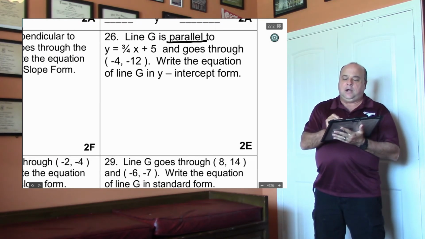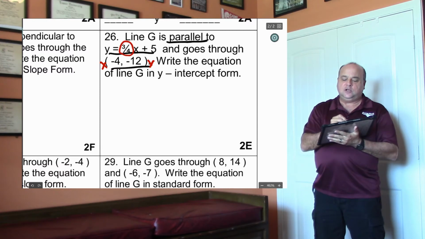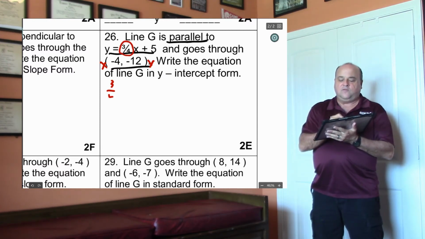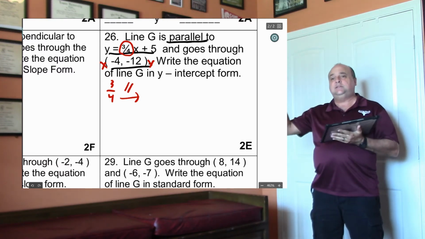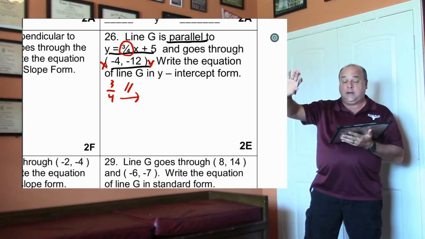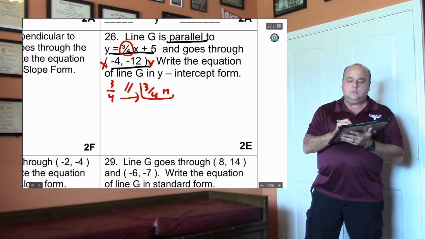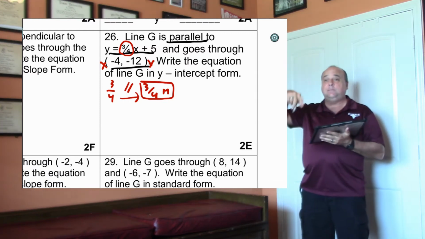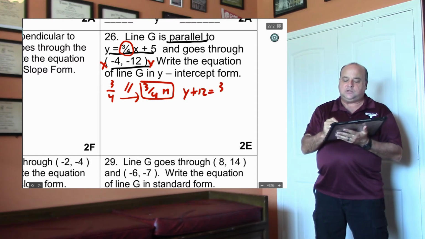Okay, so I want a line parallel to this line, and it goes through this point. So that point is going to be my X and Y, and this right here is my slope, right? So I'm going to write down 3 over 4. I'm going to draw an arrow, and I want my new line to be parallel. Since the line's parallel, the slope won't change. If it were perpendicular, I'd get the opposite reciprocal. So my line stays parallel, or 3 over 4. This is my M. Now then, I'm going to take my M, my X, and my Y and plug it into point slope. So y plus 12 equals 3 over 4 parentheses x plus 4.